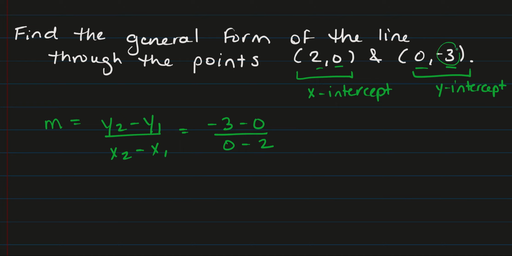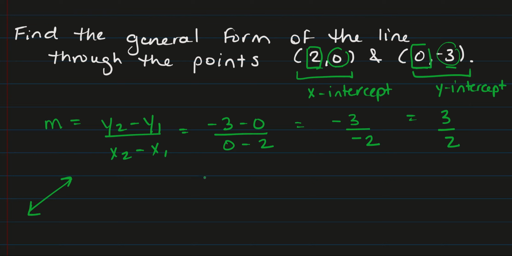So if we start with this one and then subtract this one, then for the bottom, the denominator, we need to start here and subtract this one. So I'm left with -3 over -2, which is the same thing as 3 over 2. So in other words, this line has a positive slope. So it's going to look something like this.